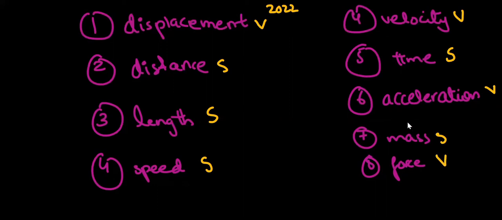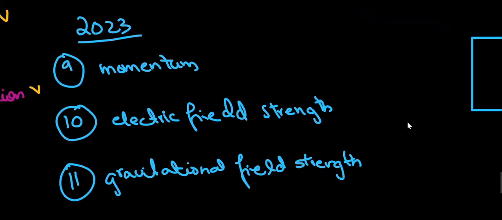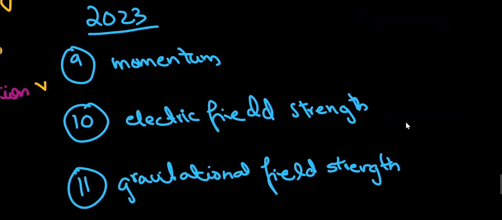For the people preparing in 2023 for IGCSE or O-levels, you have these quantities added to your syllabus. You need to know whether momentum, electric field strength, and gravitational field strength are vectors or scalars. The easy thing to remember is that they're all vectors. Why? We'll explain that in the coming chapters.